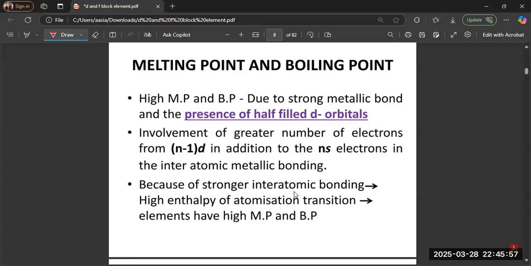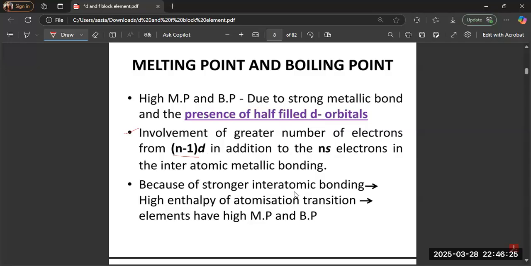Okay. Second point is there is an involvement of greater number of electrons from (n-1)d in addition to the ns electron in the interatomic metallic bonding. That's why it shows the high melting and boiling point.